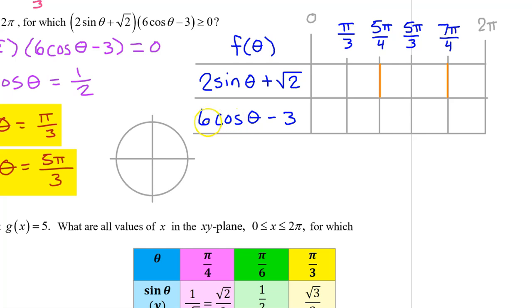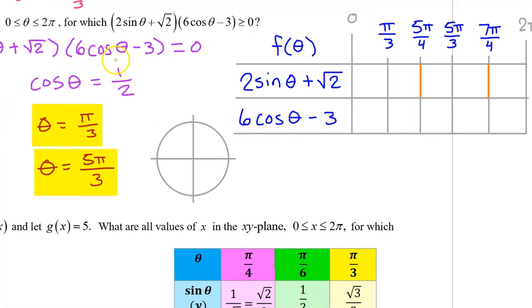At which values will the second factor equal 0? When we set 6 cosine theta minus 3 equal to 0, we got theta equals pi over 3 and 5 pi over 3. So these are the only 2 places where the second factor might change signs.